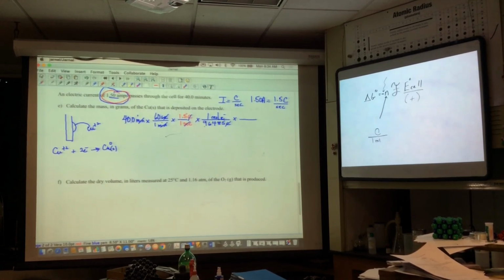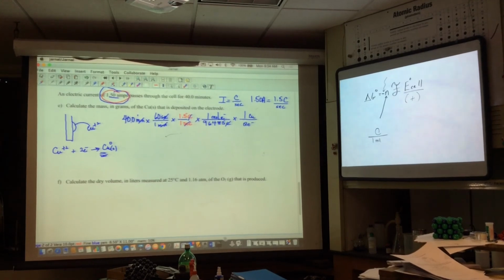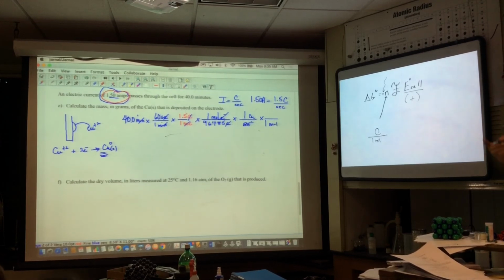But I want copper. So what do I do? I know that there are 2 electrons that will make 1 copper. And notice here, what's left standing? Moles of copper. They said, what's the mass? Convert to moles. I see mole standing here. 1 mole is equal to 64 grams. That's the atomic mass. I don't think we have to go over that. And we are done.